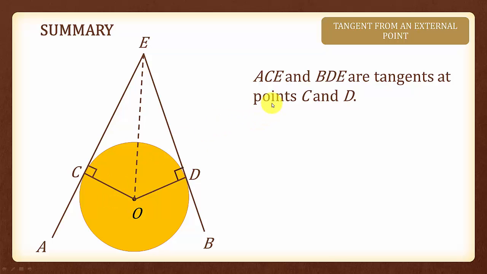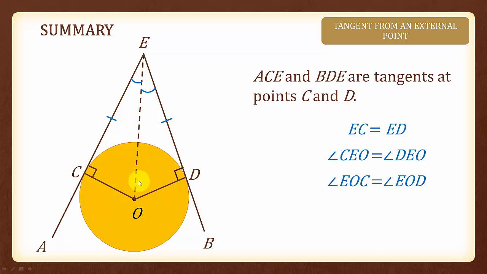In summary, if we have two tangents joining to a point, say E here, then we can say that EC is equal to ED, angle CEO equals angle DEO, and angle EOC equals angle EOD. If you need to mention that the following pairs of measurements are the same, you will need to indicate the angle property tangent from exterior points. And that's all for this topic.